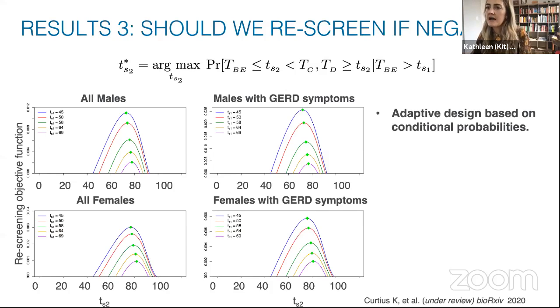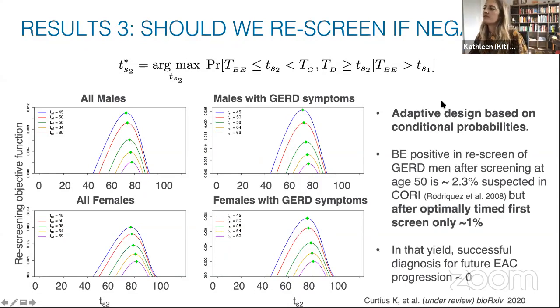And what you see is that if you screen at age 50, you have a much more likely probability of finding Barrett's at the next time point than if you screened at the later age 58. And this met up with the data that we expect. It has been recorded that BE positivity on a rescreen is about 2.3% from the CORI database. And that's about the same as what we find in men here if you screen at age 50. But if you were able to screen at an optimal time, your rescreening probability would be about 1%.